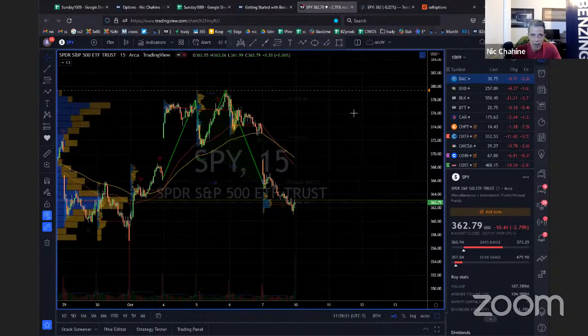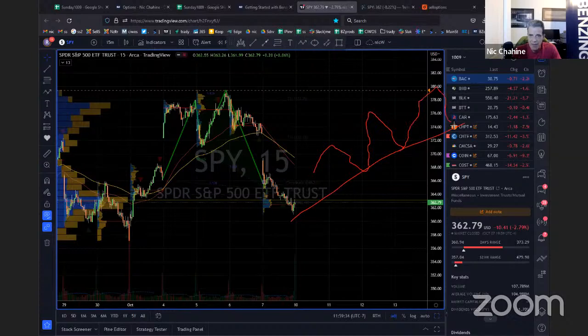When those sellers show up, so if we get here, I expect sellers. Let's say the buyers put their foot in it. We get to here, I expect sellers. And if the buyers keep their foot in it, if we get here, I expect sellers. If we take this out, now we have a breakout.